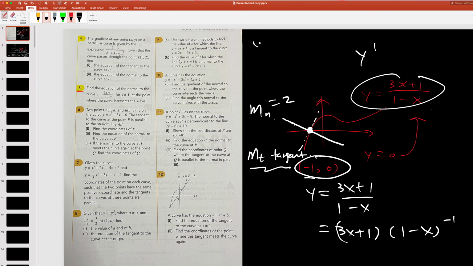So you have y equals mx plus c, m equals 2, x is -1, y equals 0, and plus c. Then you get your c. The equation of the normal. So c equals 2 in this case. Then you can have your equation of the normal already.